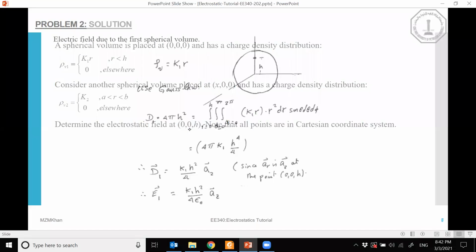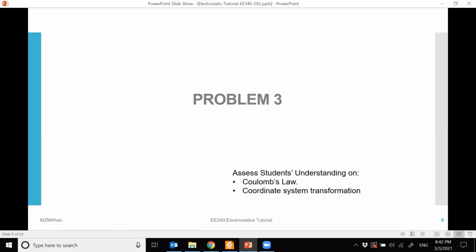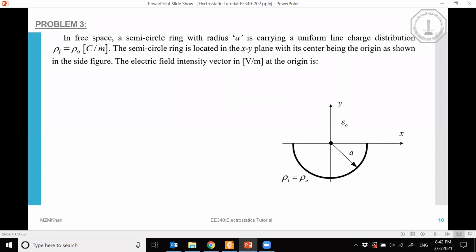Okay, let's go to the next ones, because this is the second one. Let's go to the third one. This is an example where you have a semicircular ring. This ring is of radius a, and it is carrying a uniform line charge distribution rho L. It is carrying a uniform charge density. And what is that line charge density? Rho 0.